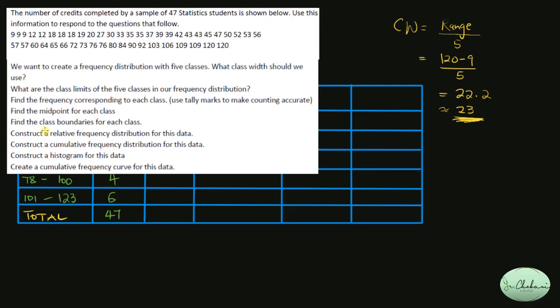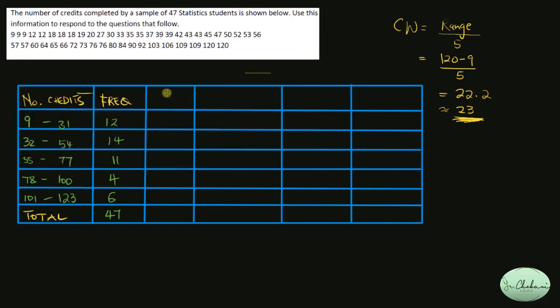The next part says, find the midpoint for each class. So we need the midpoint for each class. How do we calculate the midpoint? We add the lower limit of the class plus the upper limit and then divide that by 2. So 9 plus 31 divided by 2. 9 plus 31 is 40, divided by 2 is 20.